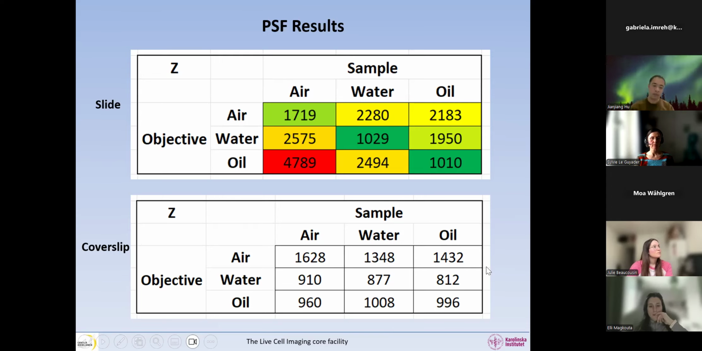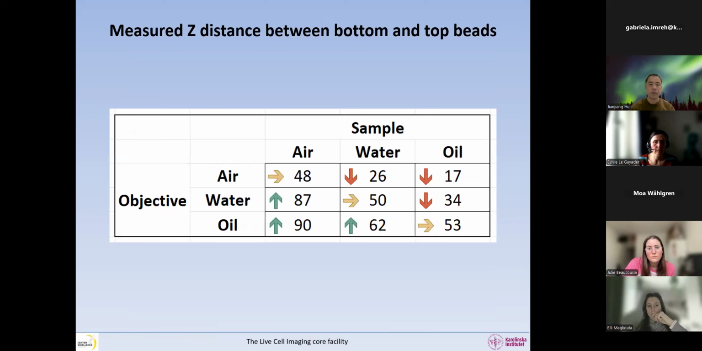You have very good results, even if you're using mismatched refractive index, because your light is not going through the sample or the mounting medium much.